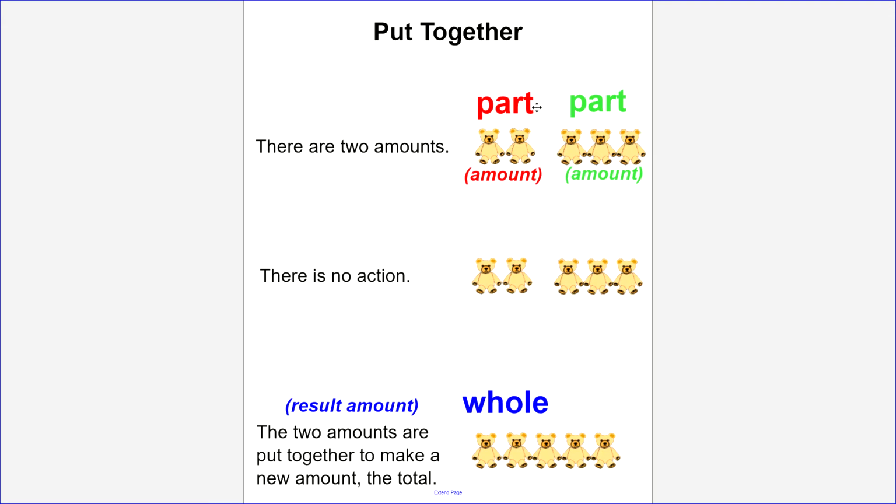In a put-together problem, the 2 amounts are both parts. You can see here there are 2 amounts. One of the amounts is 2 teddy bears, that's a part. The other amount is 3 teddy bears, that is also a part. The 2 amounts in your put-together problem are both parts.